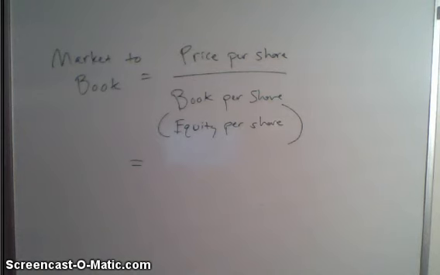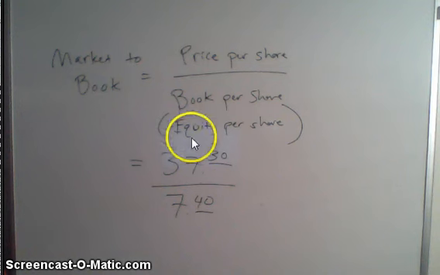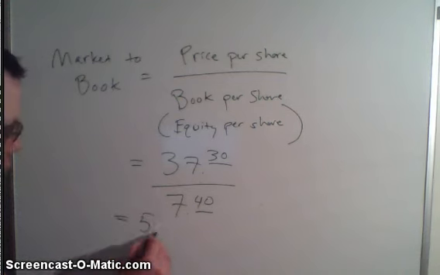They funnel money. Prices go up for the companies that are earning more than others, and prices go down for the companies that aren't earning as much as others. Let's go look at Coke real quick. Price per share is $37.30. Their book per share is $7.40. So I've written these out, and that equals 5.04. So you're paying 5 times the equity value of the company.